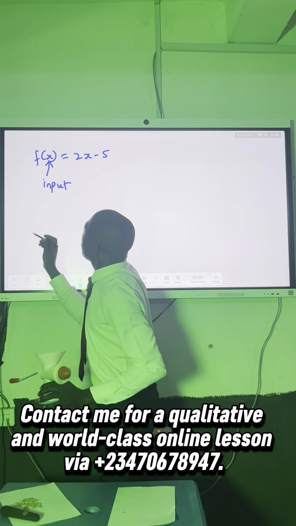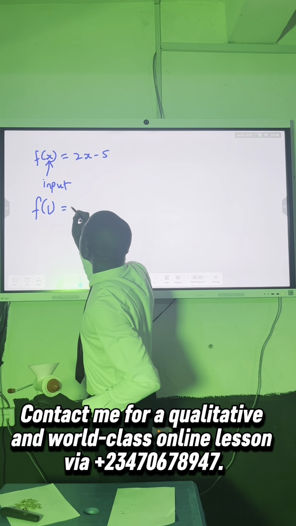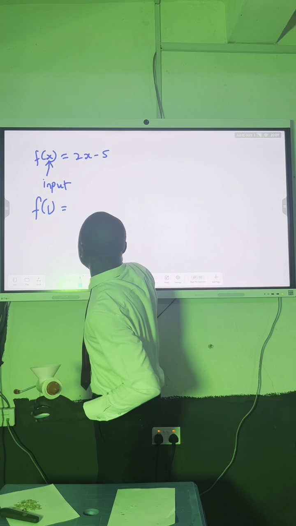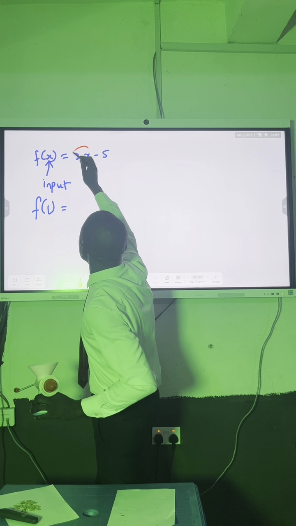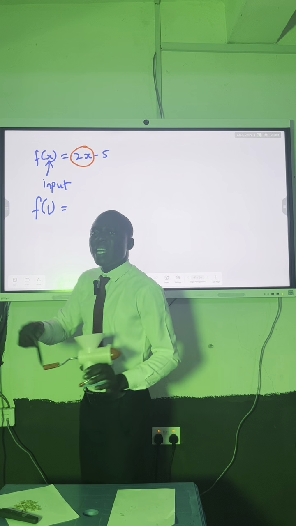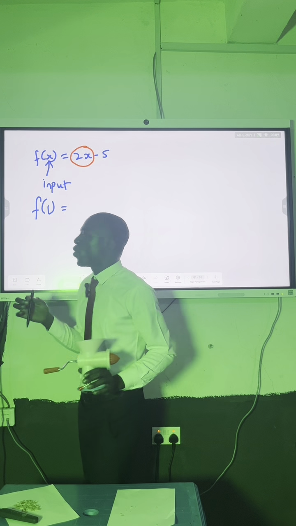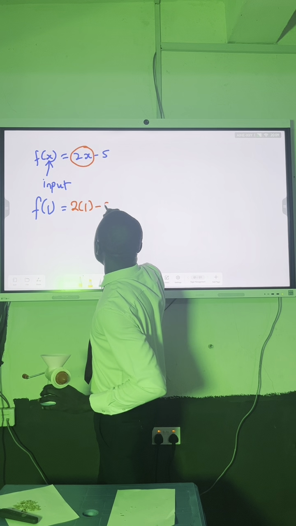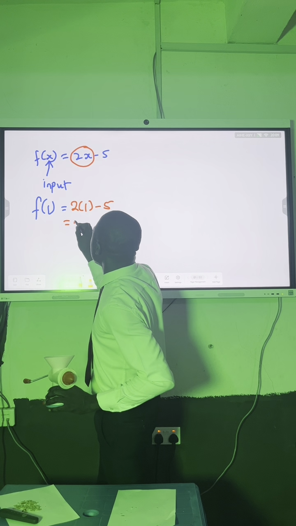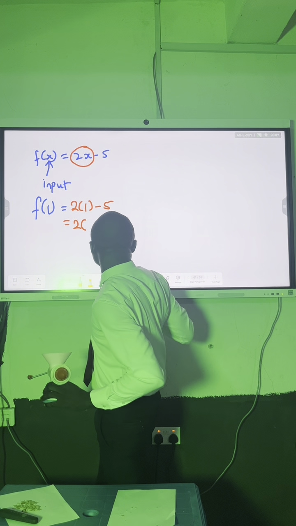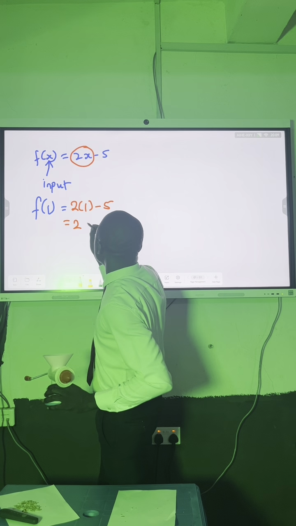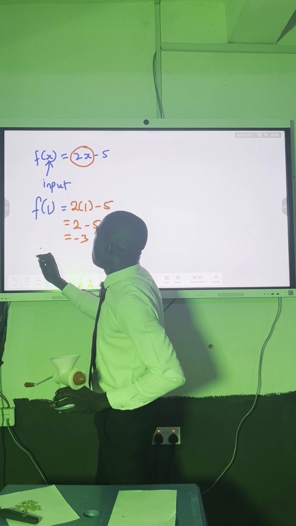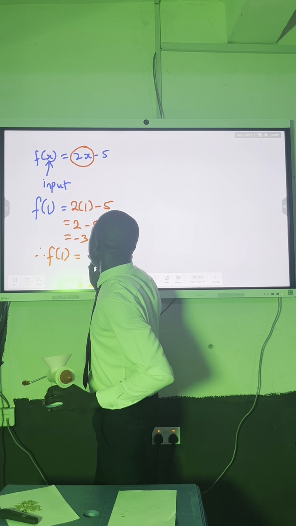Now, if I put in 1 into the machine, what does it do? The rule of the machine is that whatever you put inside, the machine will double it and then remove 5 and bring out the answer as an output. So this is a description of the machine. If I put in 1, it will be 2 multiplied by that 1 I put inside, then minus 5. That's 2 times 1, which is 2, minus 5. So 2 minus 5 is going to give you a minus 3. Therefore, f of 1 is minus 3.